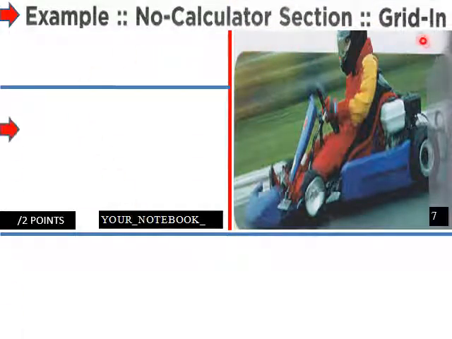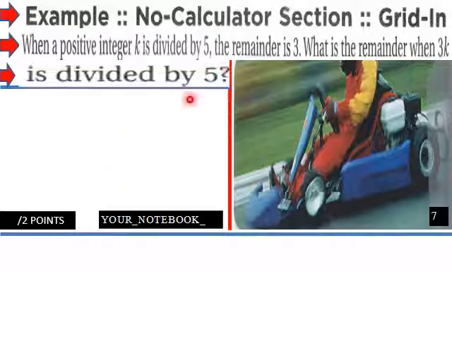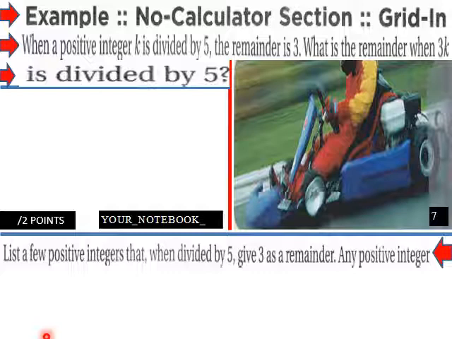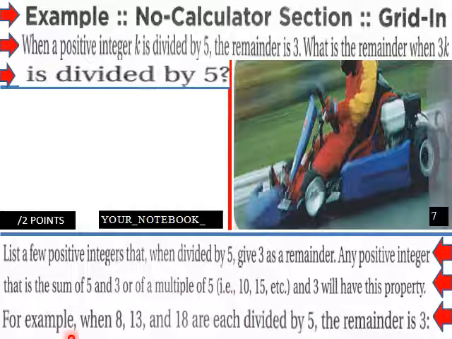Example, no calculator section, grid in. When a positive integer k is divided by 5, the remainder is 3. What is the remainder when 3k is divided by 5? Okay, list a few positive integers that when divided by 5 give 3 as a remainder. Any positive integer that is the sum of a multiple of 5 (5, 10, 15, etc.) and 3 will have this property. For example, 8, 13, and 18 when divided by 5 have a remainder of 3.